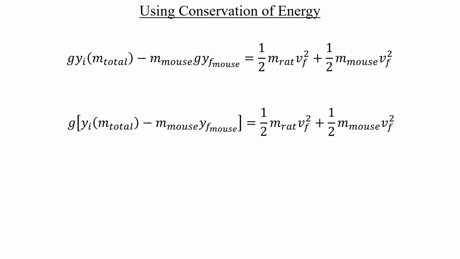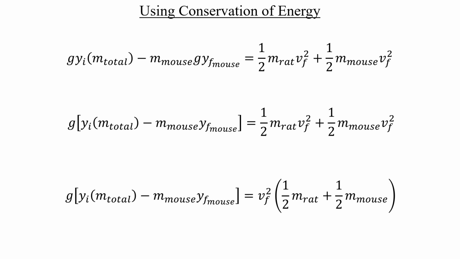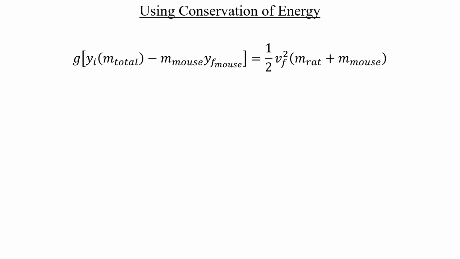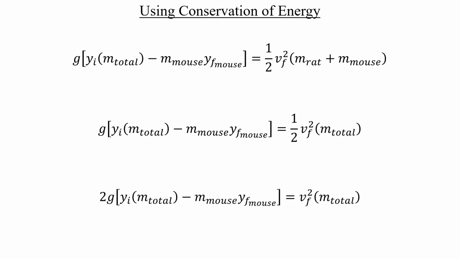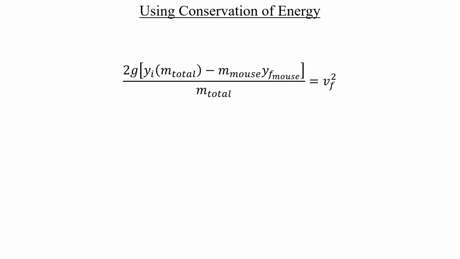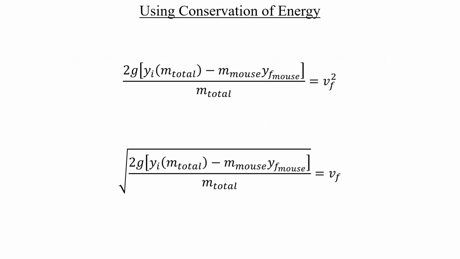Speaking of factoring, we can pull the final velocity squared of both animals out on the right, followed by that 1/2 attached to both of their masses. Remember that we're calling the sum of both masses m total, so let's rewrite that as well. If we multiply both sides by 2, then divide both sides by the total mass and take the square root of both sides, well, then we're all set to finish things up.